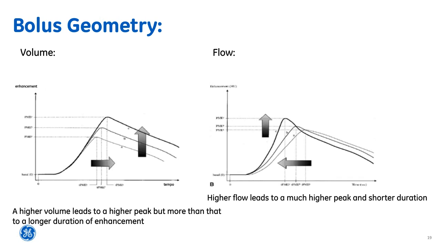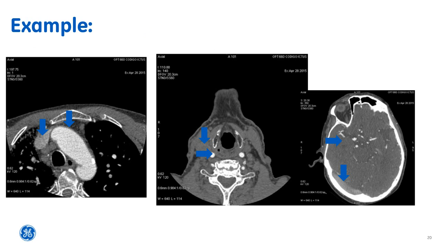So a higher volume leads to a higher peak of contrast, but you need a longer duration for that to go in. And a higher flow leads to a much higher peak of contrast, but over a shorter duration. So we can see here an example of this.